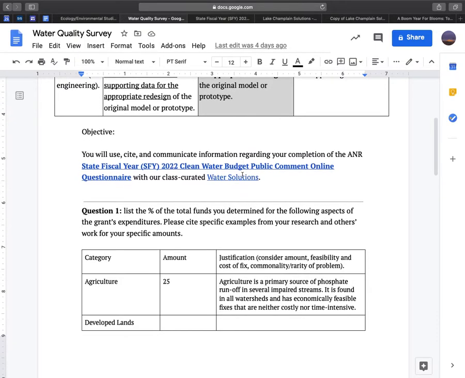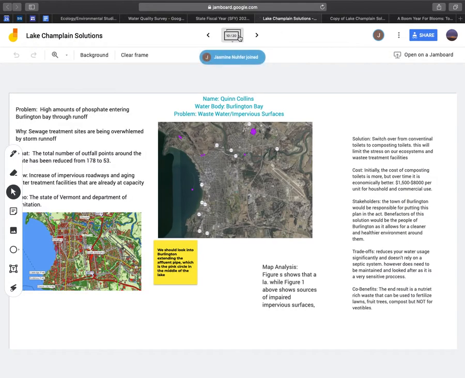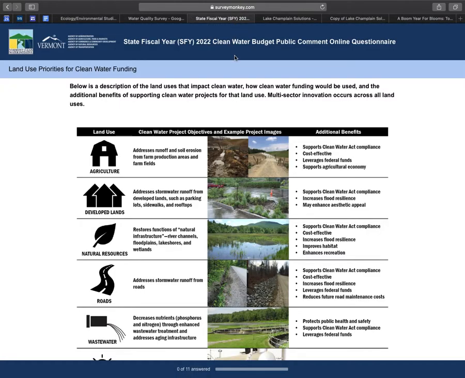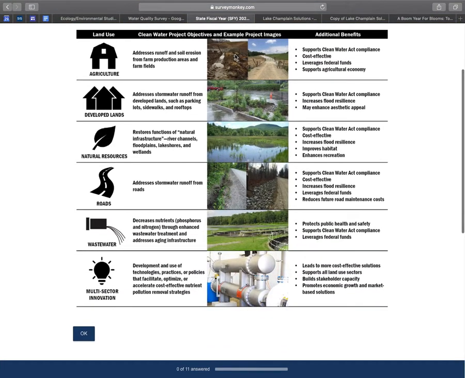And you also want to have a link open to the water solutions, which is the Jamboard document with all of the different projects that you've been proposing over the past week. So it's pretty simple in terms of how you're going to go about filling out the first part of this survey. If you look at the first page of the survey, it's giving you 6 different objectives that the Clean Water Project wants to initiate with the $30 million.